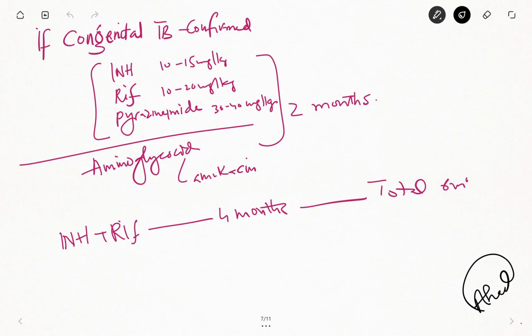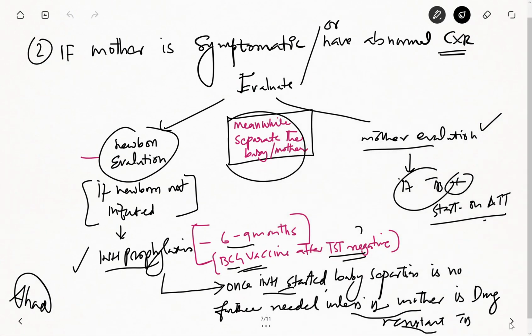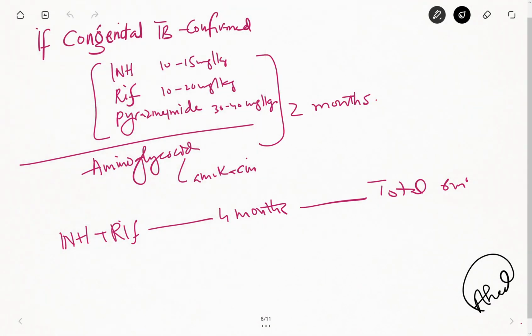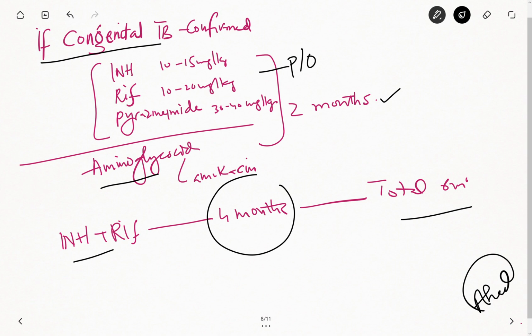Now, here the newborn was evaluated and turned out to be not infected. The other possibility is that the newborn is infected. So let's say the baby has congenital TB. In this case, we give 3 drugs per oral and 1 injectable aminoglycoside like amikacin for 2 months, and then we continue with INH and rifampicin for 4 months to complete a total of 6 months.